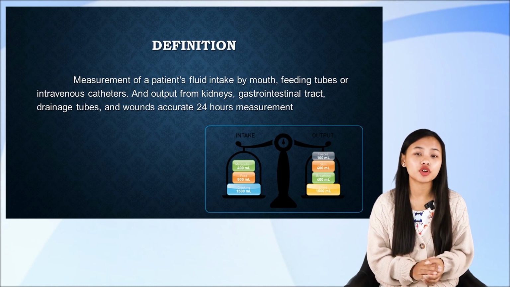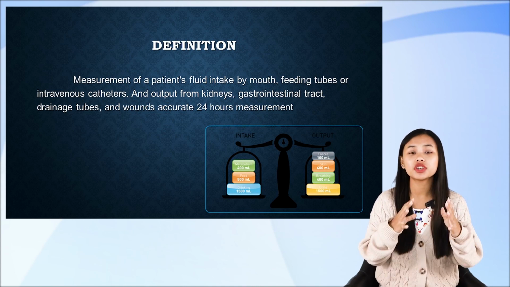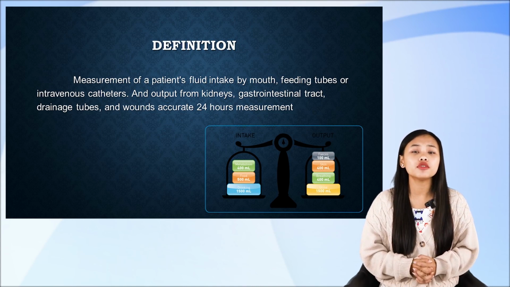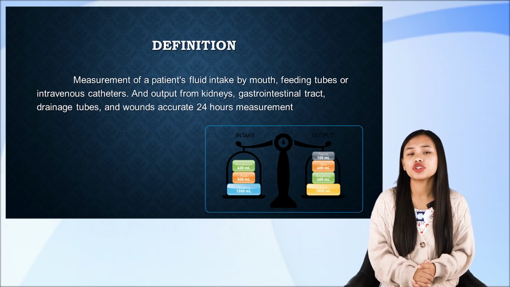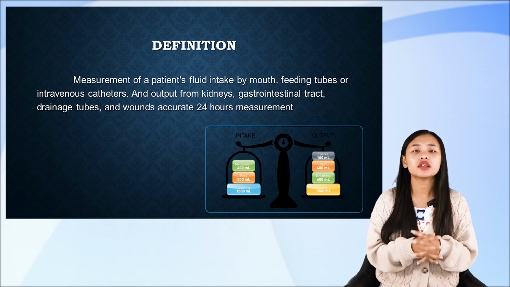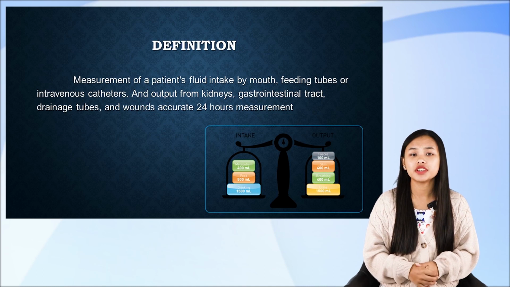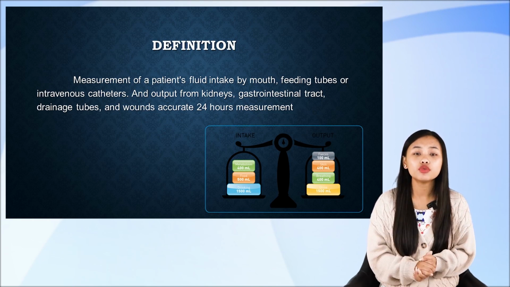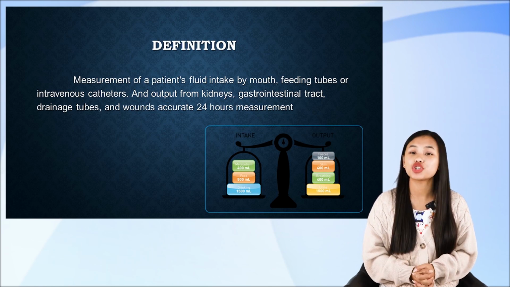So this intake and output record includes the intake and the output of the patient, right? It will include the measurement of all the fluid which the patient has taken, either through feeding tubes, because some patients may not be able to take it orally because of their disease condition. The amount of fluid they take through the feeding tube, through the mouth, or even through the intravenous catheter must be recorded, as well as the output of the patient from the kidney, the gastrointestinal tract, the wound, as well as from the drainage tube. And this must be maintained for an accurate 24 hours.